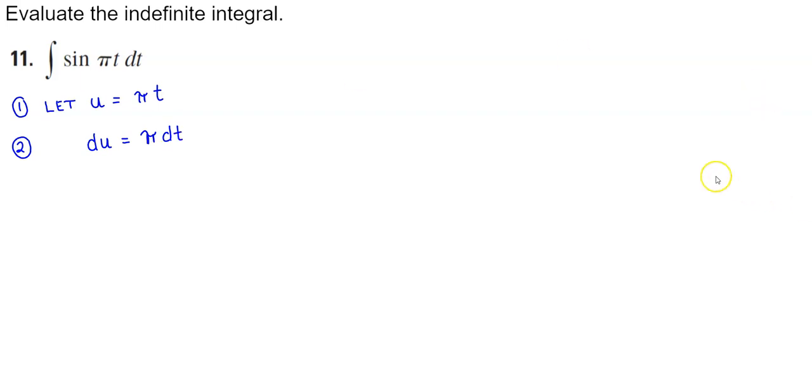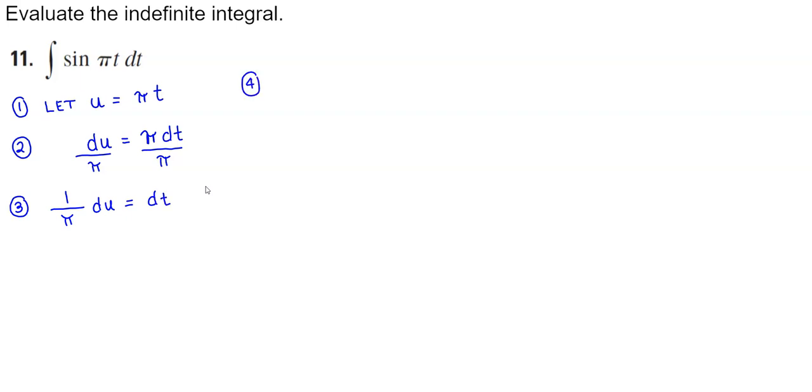Okay, so now if you come back and look up here, what we want to do is isolate the dt so that we can substitute. So we're going to divide both sides by pi. And so what we end up getting is 1 over pi du, which is equal to dt.